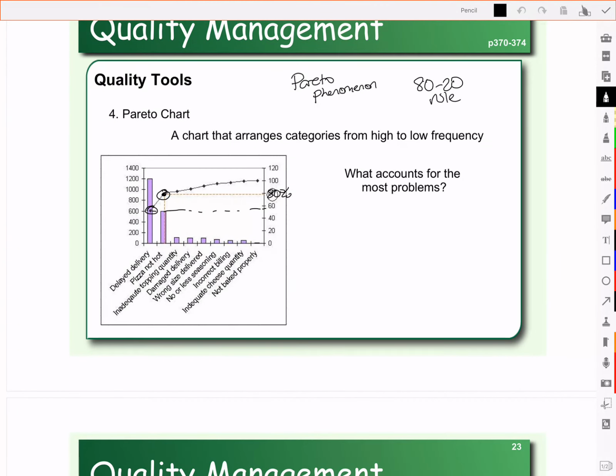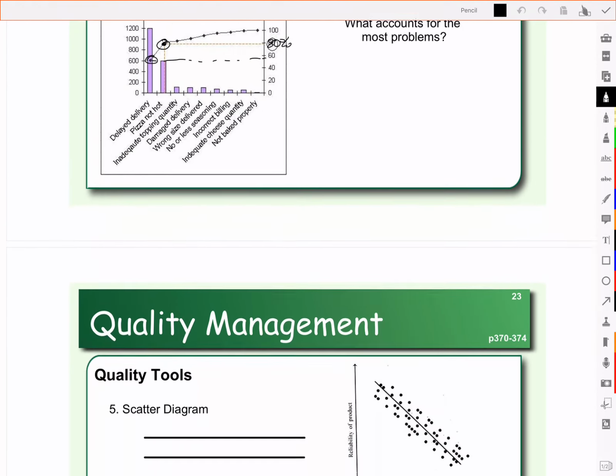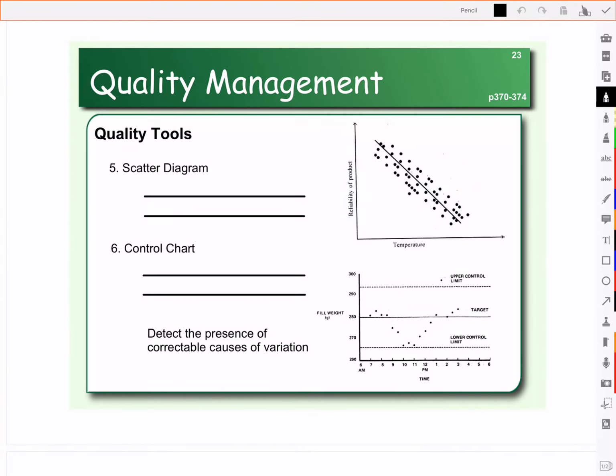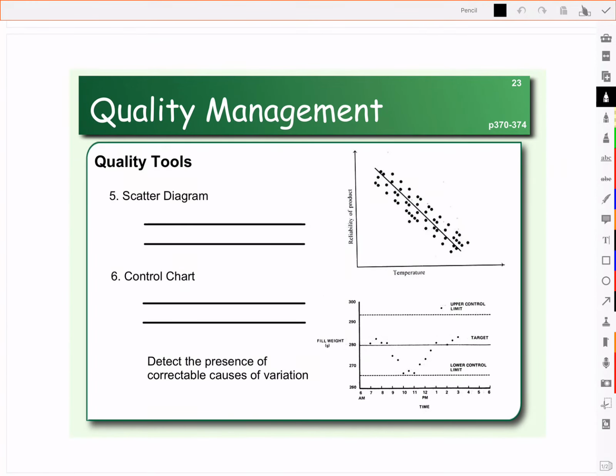All right, so we had process flow diagram, check sheet, histogram, Pareto chart. Now let's look at a scatter diagram. So a scatter diagram shows the relationship between two variables.